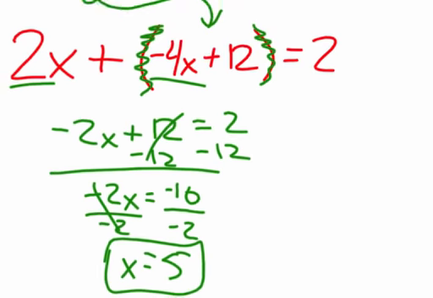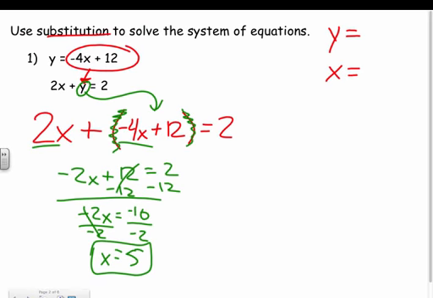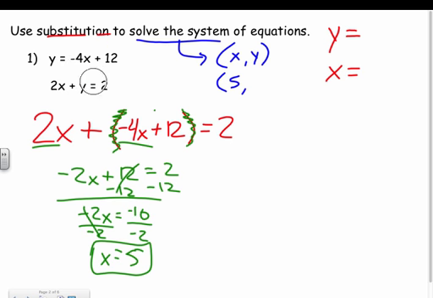Is that my answer, though? No, I want to solve the system. Well, to solve the system, our solutions are written as an ordered pair, aren't they? So far, I know that my x is 5. But how do I find the y? How do I know what y is going to be? Well, plug it back in.